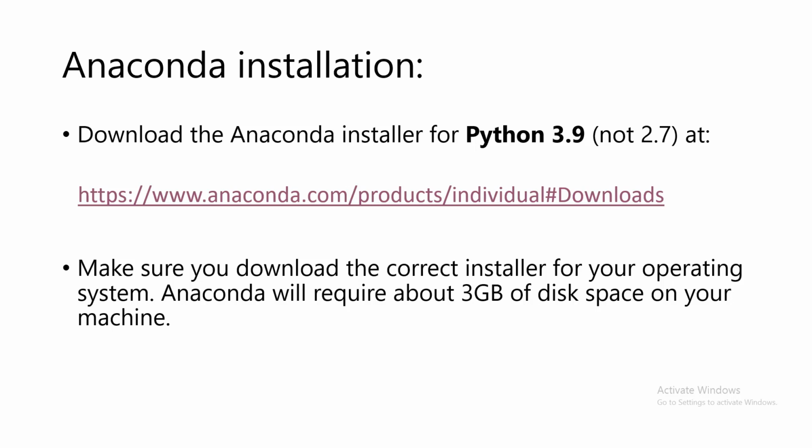So coming toward the software installation, download the Anaconda installer for Python 3.9 at the provided link. I have provided this link in the description of this video. You can see it in the description as well. Make sure you download the correct installer, and your machine must have 3 GB of disk space to install it successfully. So I'll click the link and we'll install it from the first step.